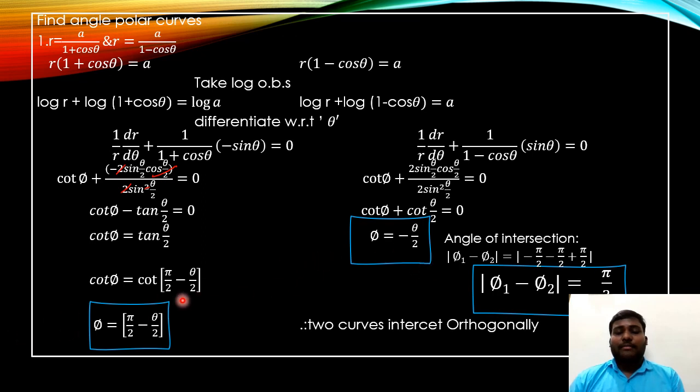By considering both the φ's, we get the angle of intersection, the angle between the two polar curves. So |φ1 − φ2| = |π/2 − (−π/2)|, which gives |φ1 − φ2| = π/2. Since it is π/2, the curves are orthogonal. So we have to write a sentence to show it: the two curves intersect orthogonally. Let's go further.